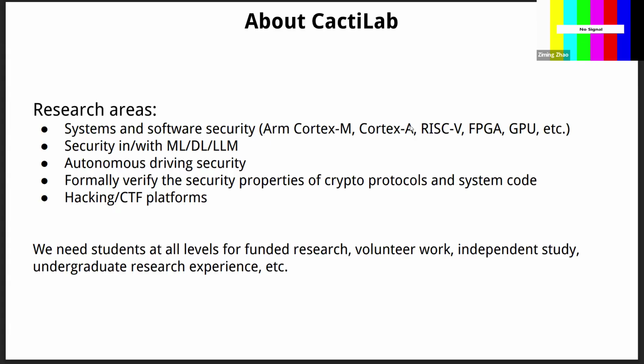We also work on RISC-V. Cortex-M is a different kind of ARM CPU, mainly for IoT devices. We also work a little bit on FPGA, and we also want to work on GPU or TPU, some machine learning processors as well. We also work a little bit on security in machine learning or security for machine learning or for large language models. I used to work on many other things as well, like autonomous driving, picture password, hacking password, formal verification, and also hacking itself, capture the flag competitions itself. But right now, we mainly work on system and software security.